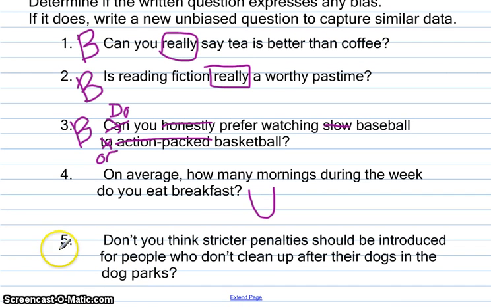And then number five, don't you think stricter penalties should be introduced for people who don't clean up after their dogs in the dog parks? That is a very biased question. They want people to say, yes, we want stricter penalties. But if we take out the don't and replace it with do you think stricter penalties should be introduced for people, then yes, this one could be going either way. To make it even better, you could add in the dog parks to be specific. And that way it makes it a better unbiased question.